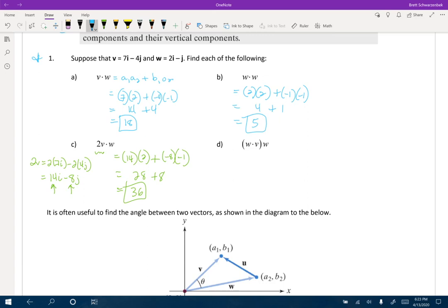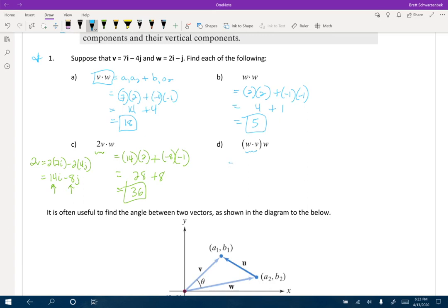And then when we're done, we're going to multiply that by the vector w. So just take note here that we already found v dot w. They want w dot v. So it'll be interesting to see if these are the same thing or if they're different. And then we'll talk about that in a second. So why don't we try that?